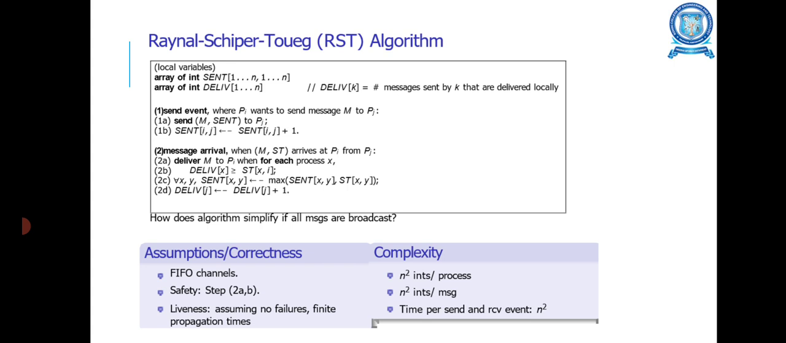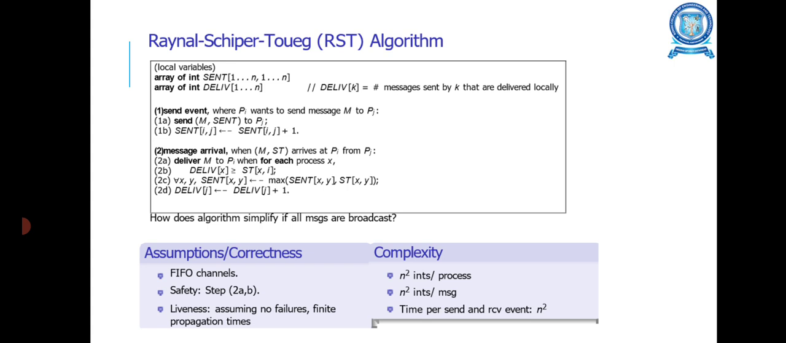Causal order can be described by using the Raynal-Schiper-Toueg algorithm. In this algorithm, there are two important steps. First one is the send event, then second one is the message arrival. In the first part, first the local variables are declared, then after that the array of int, that means sent, and delivery of messages are described.